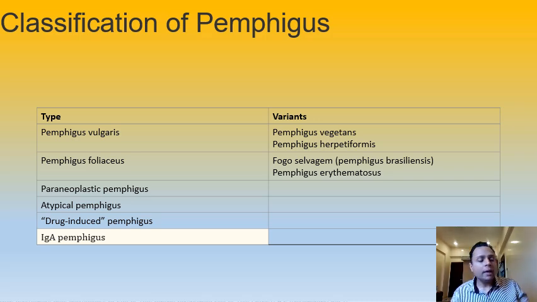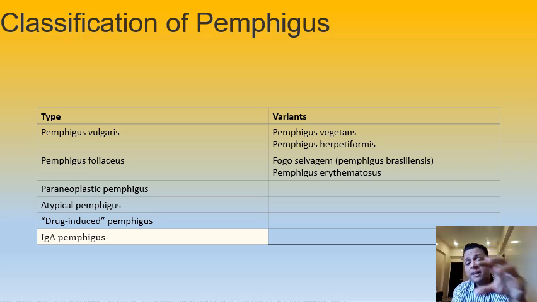So basically the main categories are pemphigus vulgaris, pemphigus foliaceus, paraneoplastic pemphigus, atypical pemphigus or drug-induced pemphigus, and IgA pemphigus. Definitely IgA is different. Pemphigus foliaceus is different. So two things you can put under pemphigus vulgaris: pemphigus vegetans and pemphigus herpetiformis as variants of it.